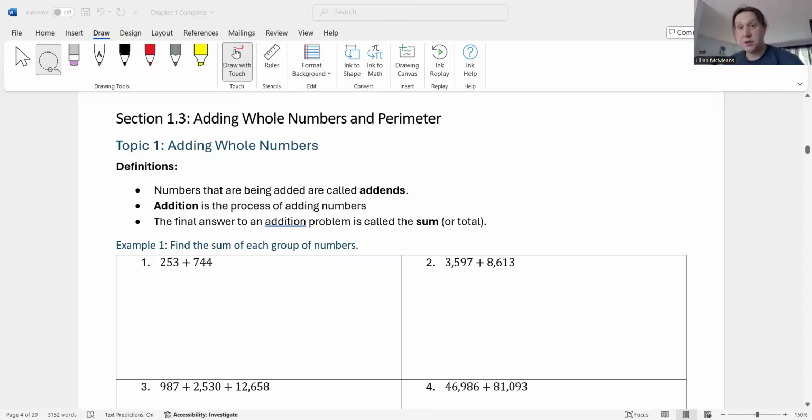For this section, we're going to focus on adding whole numbers and perimeter. And for this specific video, we're just going to look at reminding ourselves how to add whole numbers, okay?